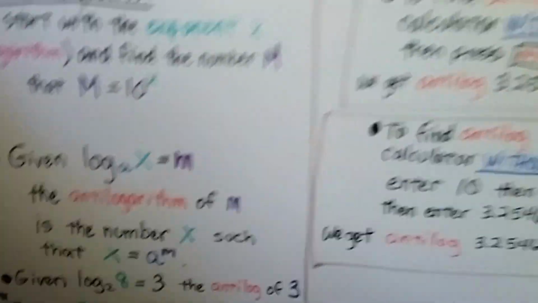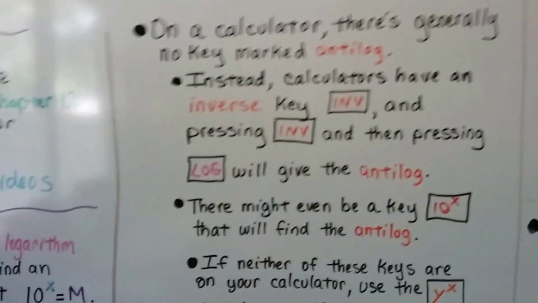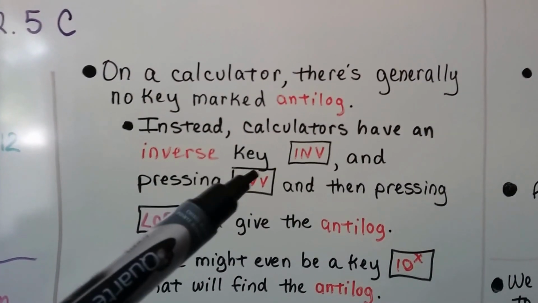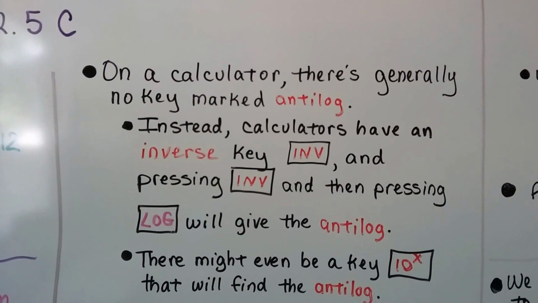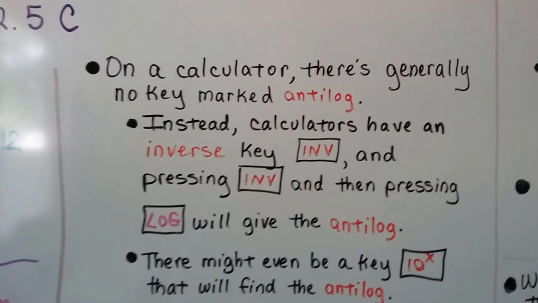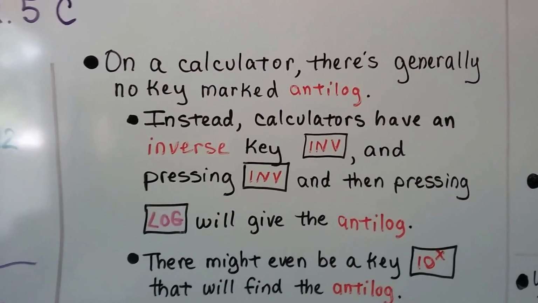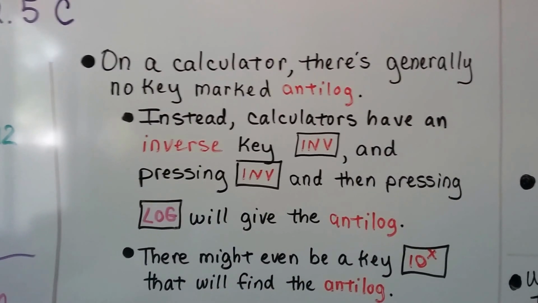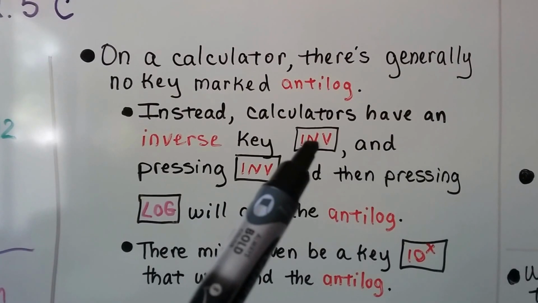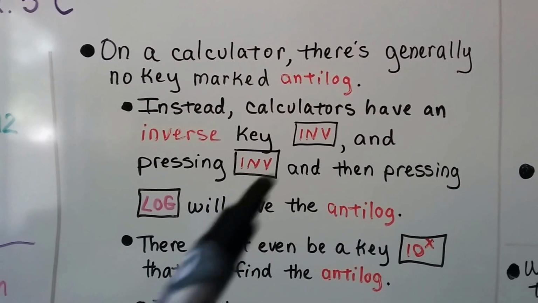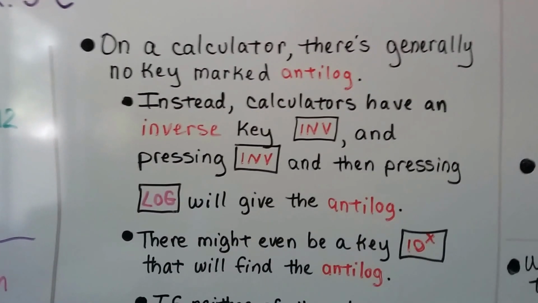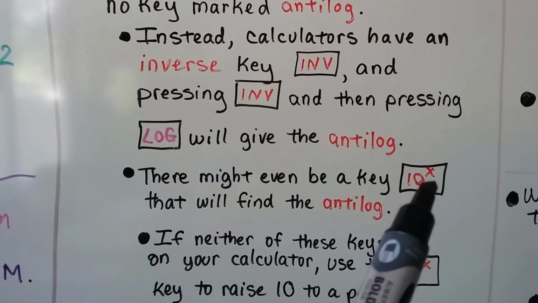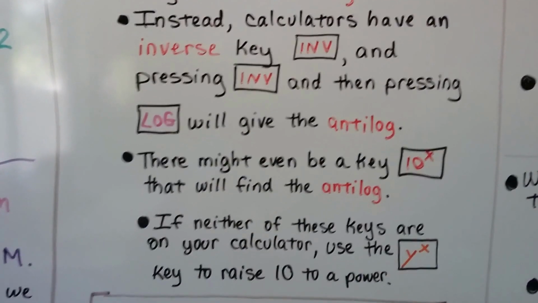All right. So we're going to do this a couple of different ways. We're going to do it with a calculator that has an INV inverse key, or it doesn't have an INV inverse key, and we're going to do it on a table. So on a calculator, there's generally no key marked antilog. So instead, calculators have this inverse key, this INV. And pressing INV and then pressing log will give the antilog. Isn't that easy? There might even be a key that says 10 to the x that'll help find the antilog.